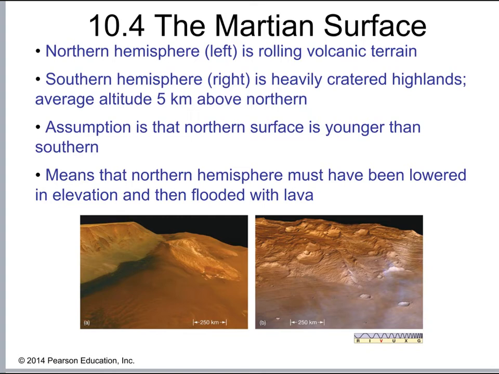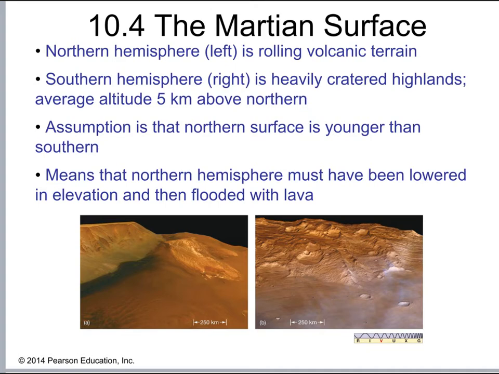When we look at some of the features of the Martian surface itself, we see that the northern hemisphere, indicated on the left, is rolling volcanic terrain, and the southern hemisphere, indicated on the right in the picture, is heavily cratered. There are a lot of highlands, and the average altitude is about 5 kilometers above the northern hemisphere. We saw in the previous slide that the northern hemisphere had a lot of blue in it, indicating that it was sunken in compared to the southern hemisphere.